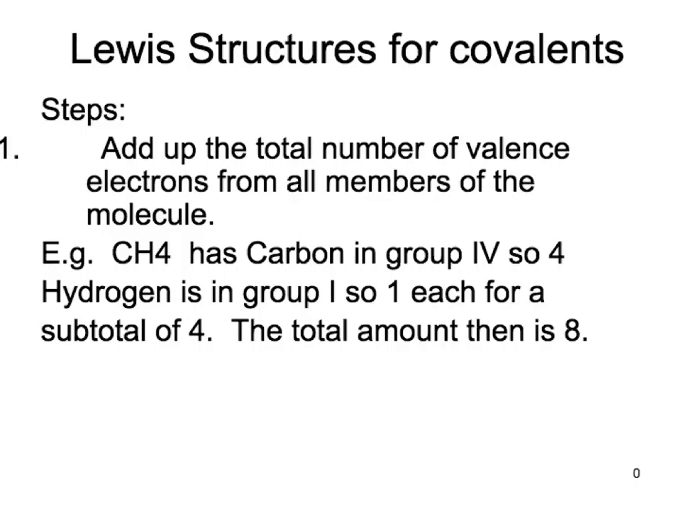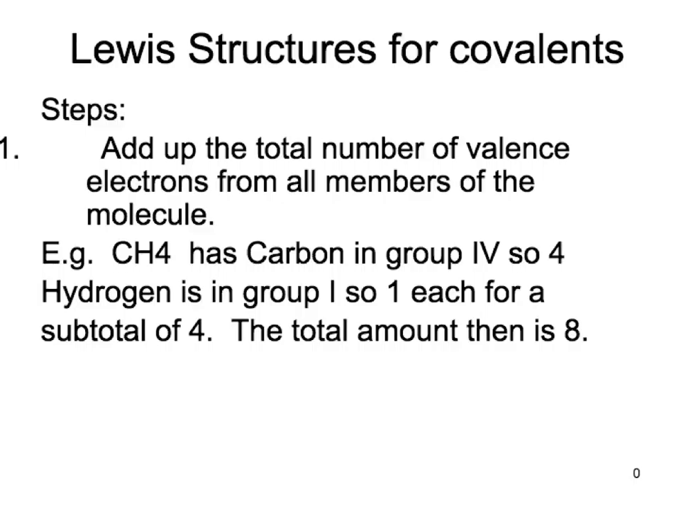All right, so we'll go on to Lewis structures for covalents, which are way more common than ionics. First of all, for a covalent, which is two or more nonmetals, you're going to add up the total number of valence electrons from all members of the molecule. So have your periodic table out.